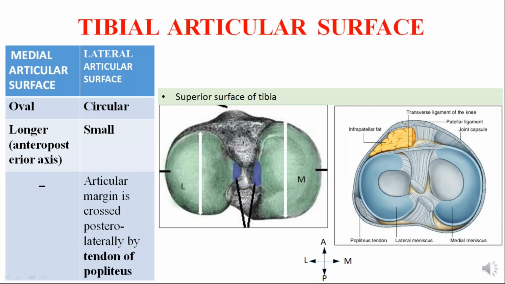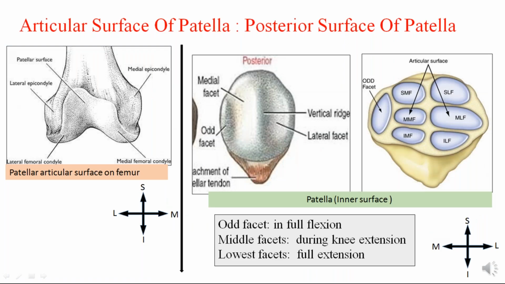Now the last articular surface is the articular surface of the patella, which is actually the posterior surface of the patella. The posterior surface of the patella is divided by a vertical ridge into a lateral facet and a medial facet. By a further vertical ridge, it is divided into a very small facet called the odd facet at the medialmost end. Then two horizontal lines divide the lateral and medial facets into further six compartments.